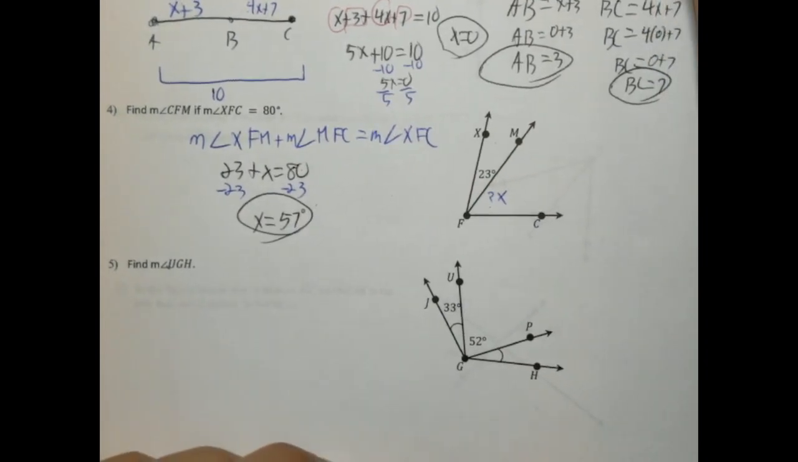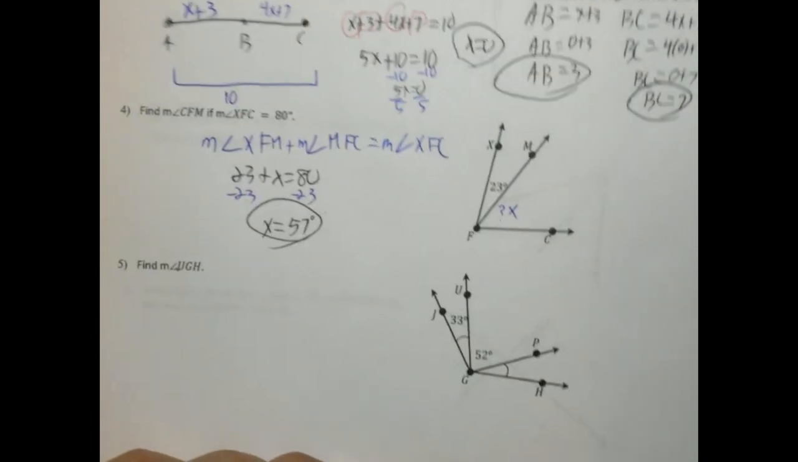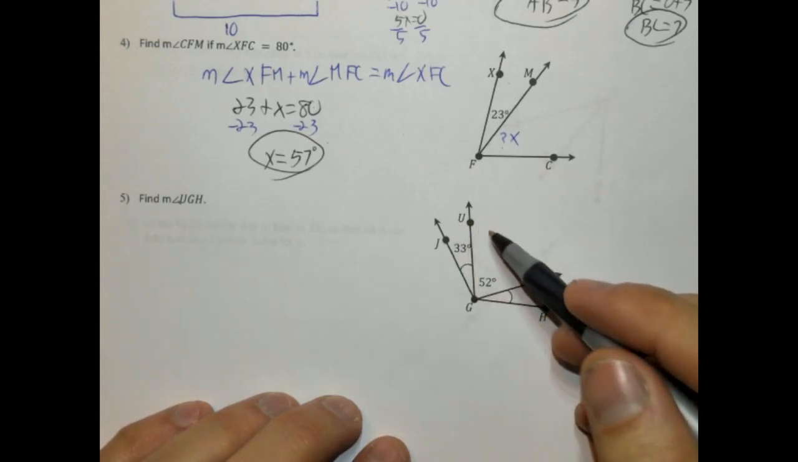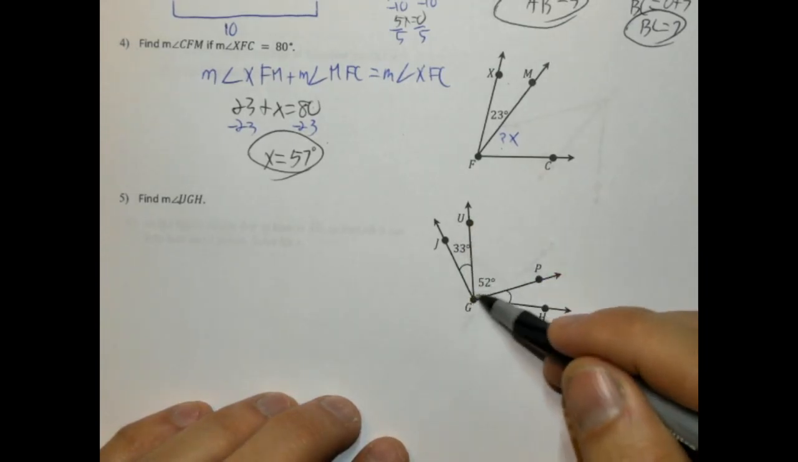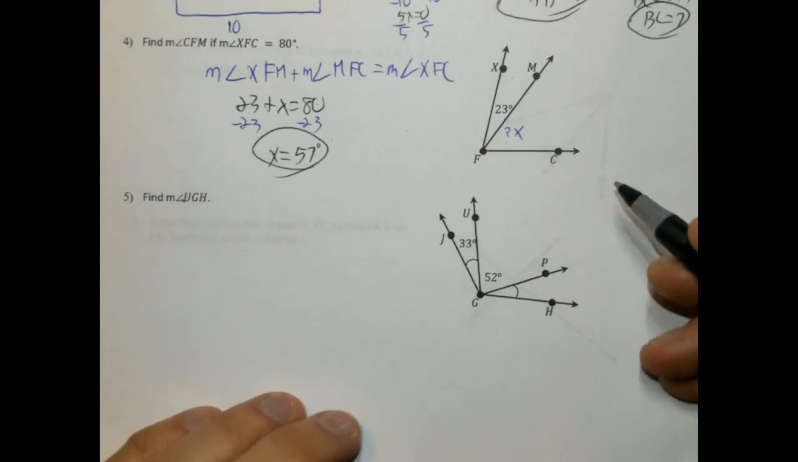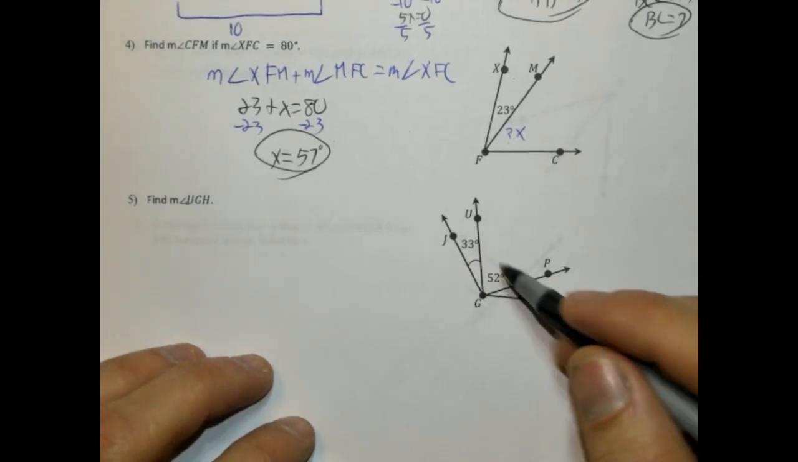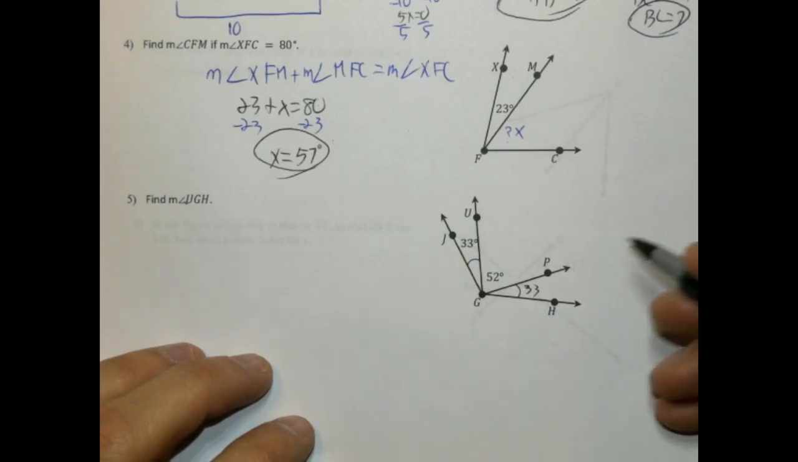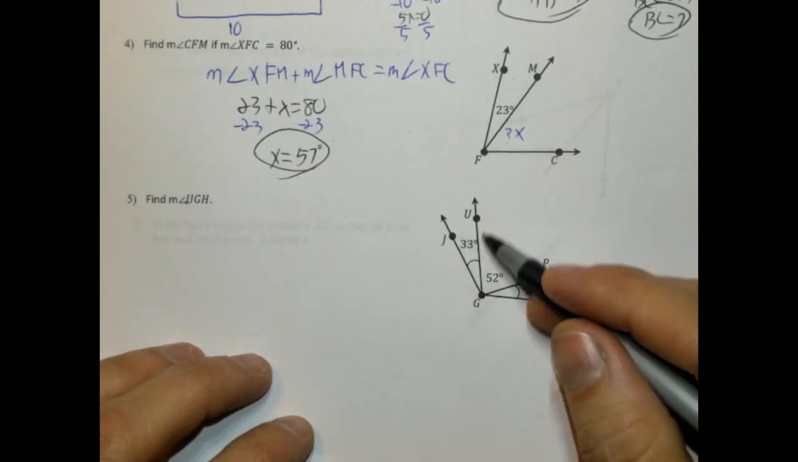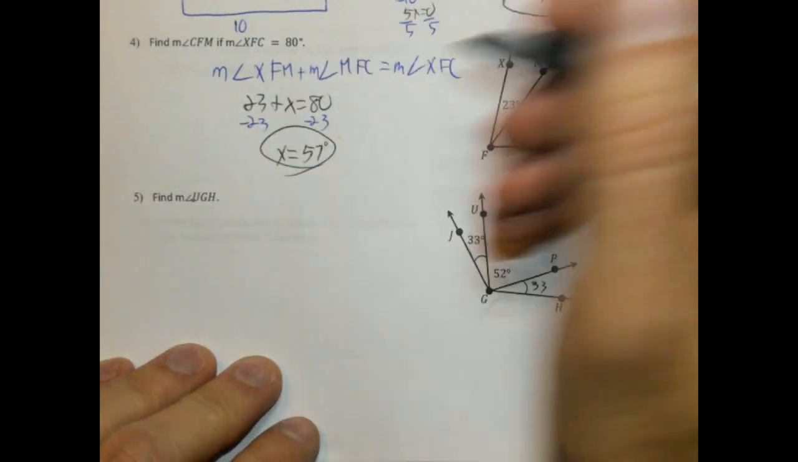All right. Find UGH. So we're looking for this thing. UGH is this angle here. We know these angles are the same because they have the same number of arcs. So this is 33 degrees. So to find UGH, you're just going to add these two together. I'll still write it out though.